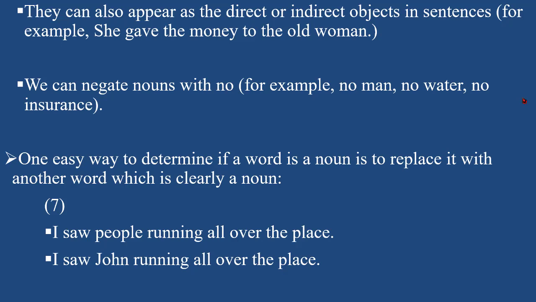One easy way to determine if a word is a noun is to replace it with another word which is clearly a noun. I saw people running all over the place. I saw John running all over the place. So people, we can replace it, for example, with John, okay, and then this sentence is still grammatical. Okay, so because these nouns replace each other.